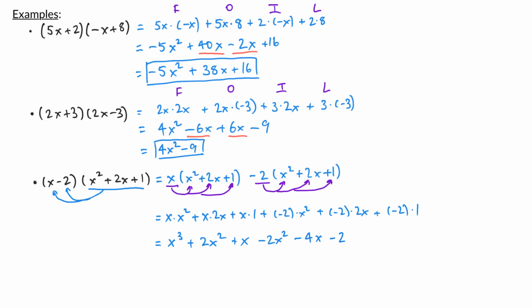Notice here we have some like terms that we need to combine. We have the 2x squared here and the minus 2x squared here, which will cancel out. And then we also have a plus x and a minus 4x, which can be combined to give me negative 3x. So overall, this product is x cubed minus 3x minus 2. And that's our final answer.